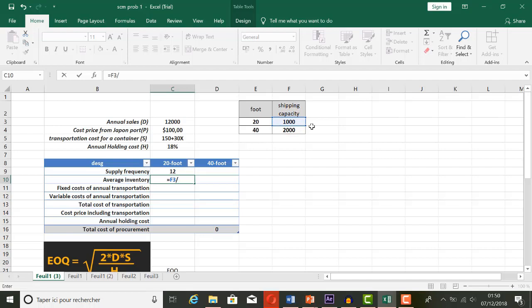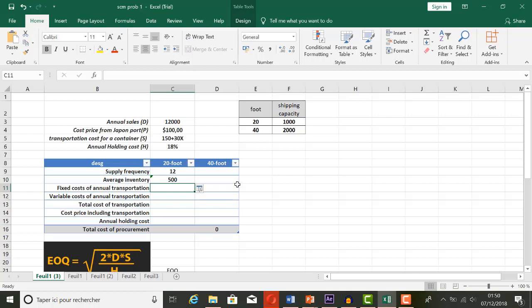Then we will say that the average inventory between our maximum and minimum, the highest possible being 1000 units, and where 0 is the minimum, would be 1000 units divided by 2, and that will give us 500 items.